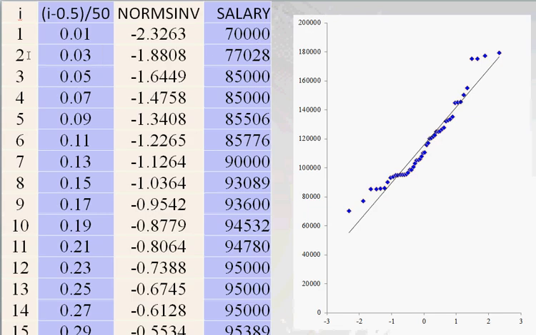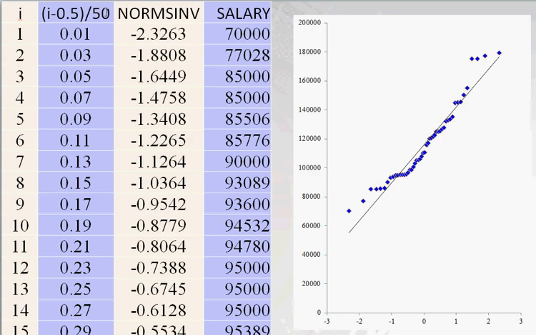We do this again for the second smallest salary, $77,028. For the second smallest salary, i is equal to 2, so I plug in 2 for i, not 77,000. (2 minus 0.5) divided by 50 works out to be 0.03. And so I figure out the third percentile by doing NORMSINV of 0.03, or else invNorm of 0.03, to get this x-coordinate. And then I repeat this for all of the entries in the list. And of course, I've got 50 governors, and so I do this 50 times.